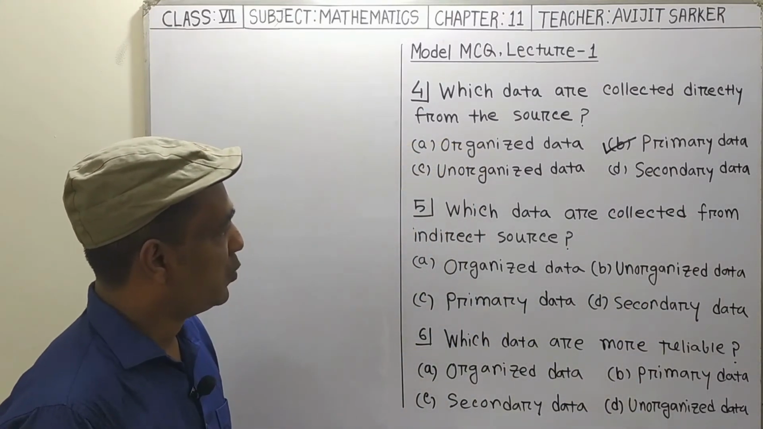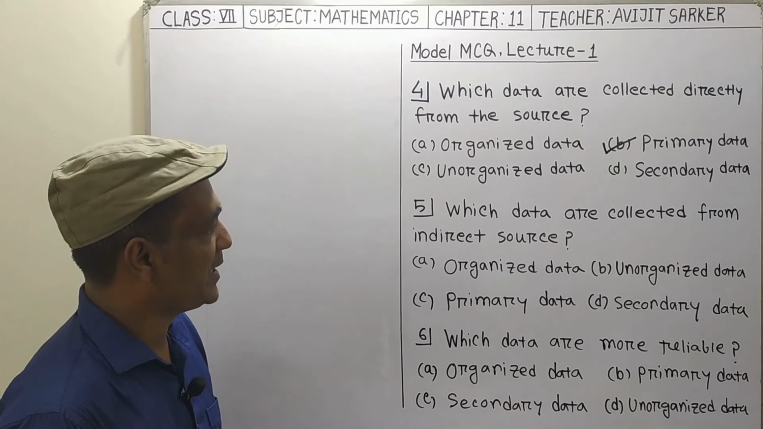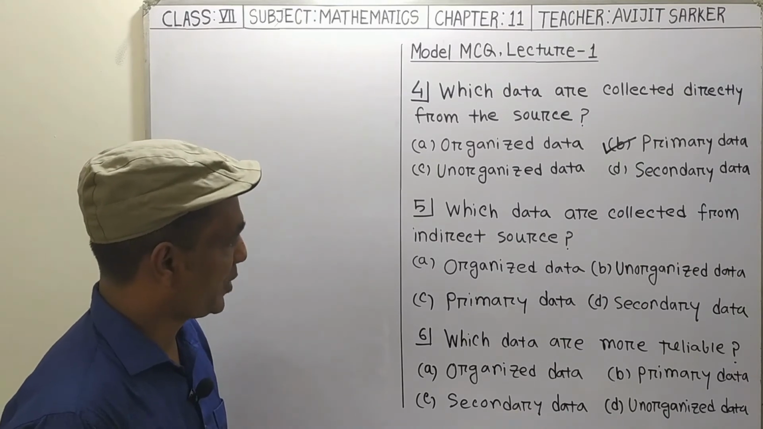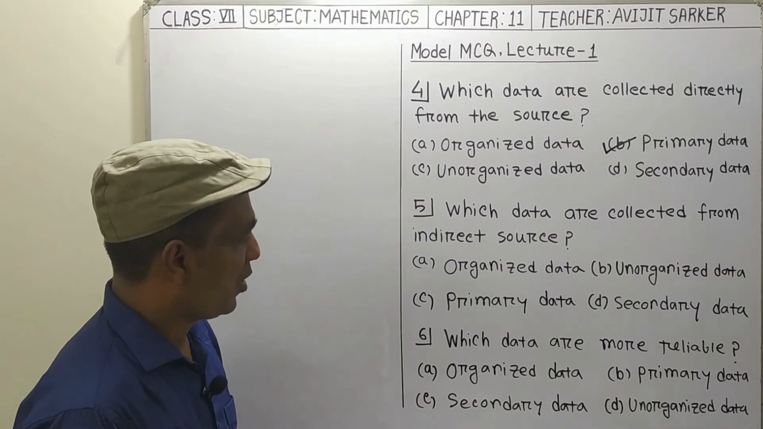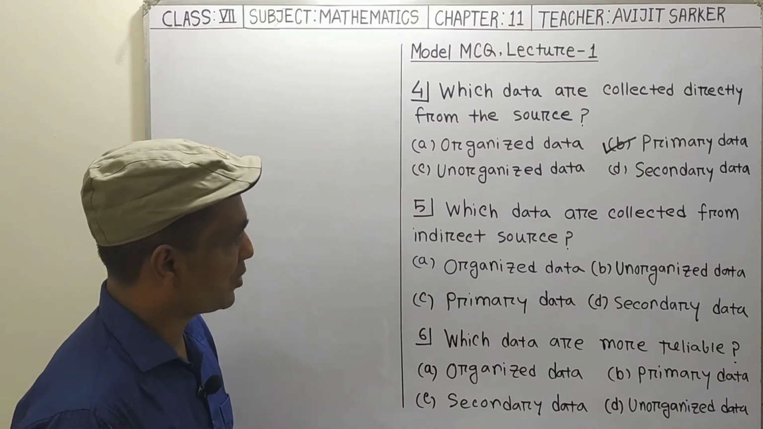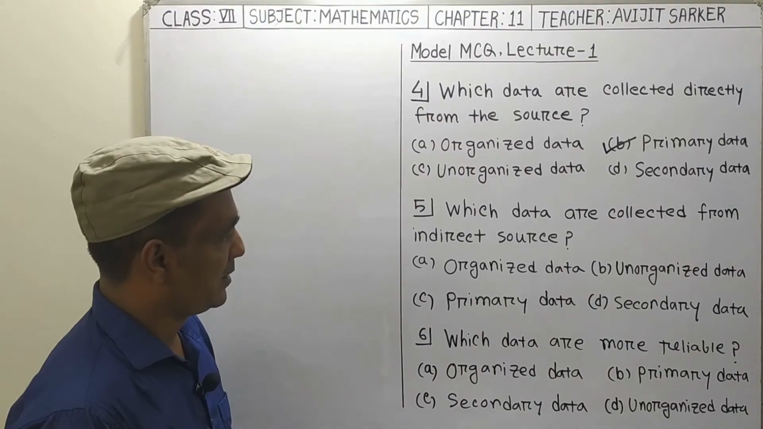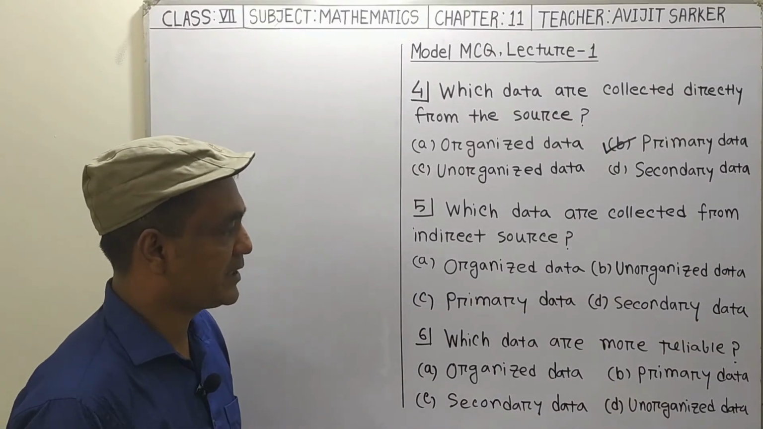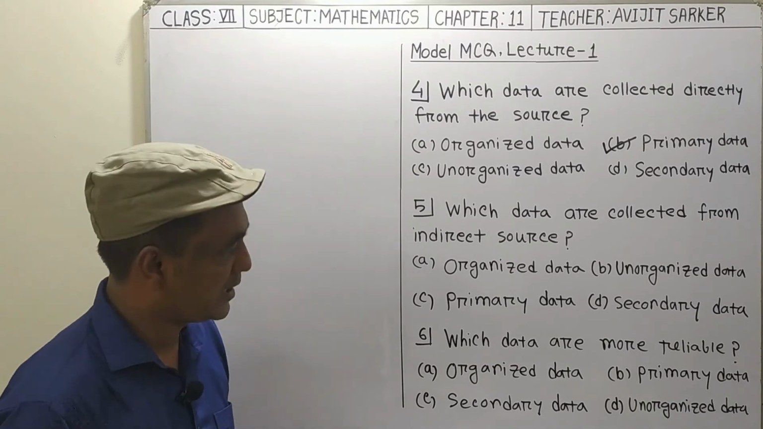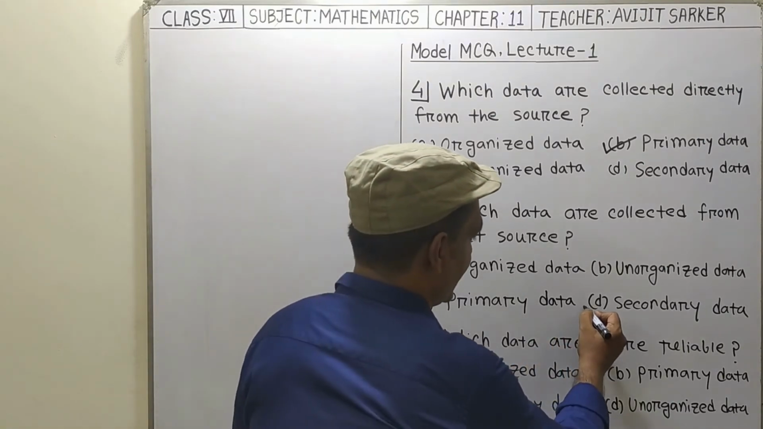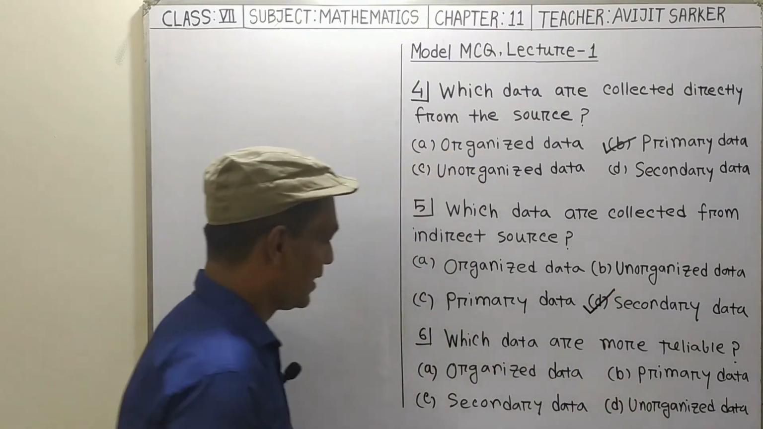Question 5. Which data are collected from indirect source? Option A, organized data. Option B, unorganized data. Option C, primary data. Option D, secondary data. Secondary data is collected indirectly from the source, that means from an indirect source. So the correct option is D.